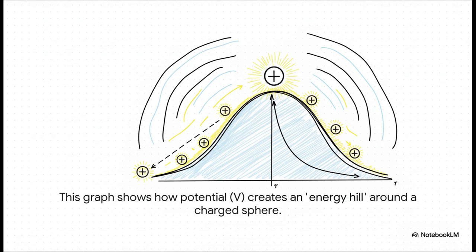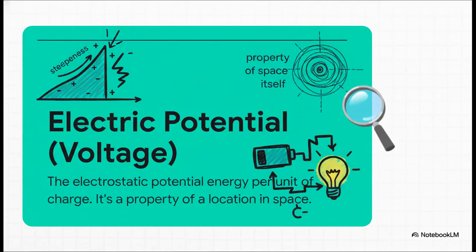And this graph is a perfect way to picture what's going on. Imagine a positive charge creates a kind of energy hill around it. Now, if you want to bring another positive charge closer, you have to physically push it up that hill. You're doing work, and you're storing energy in the system. The potential, which we call V, is basically just the height on that hill at any given distance r. And that, my friends, brings us to a word you have definitely heard before, voltage.